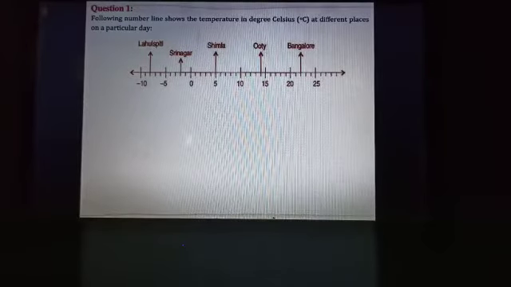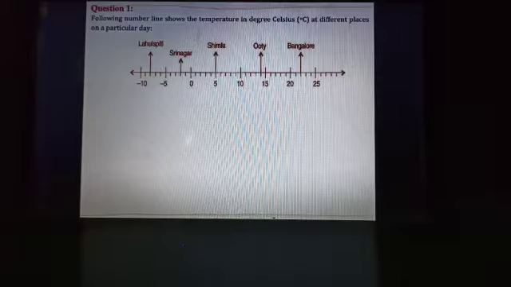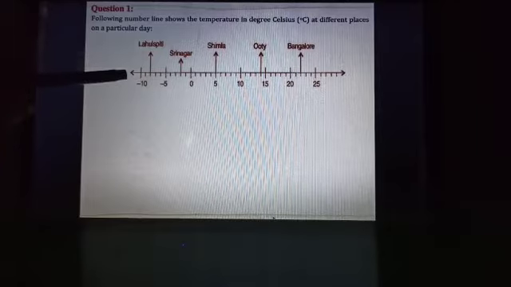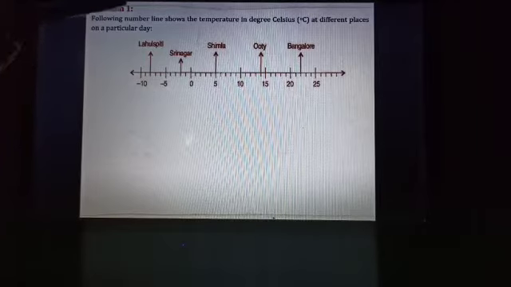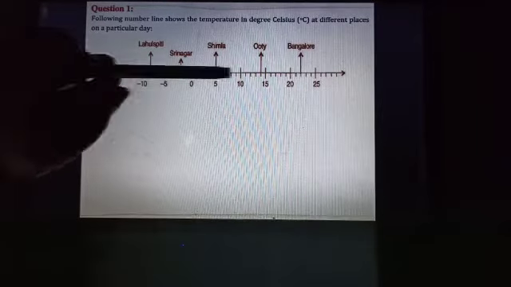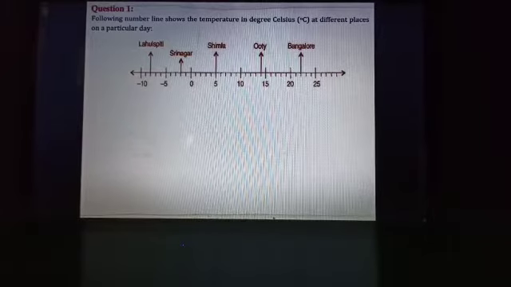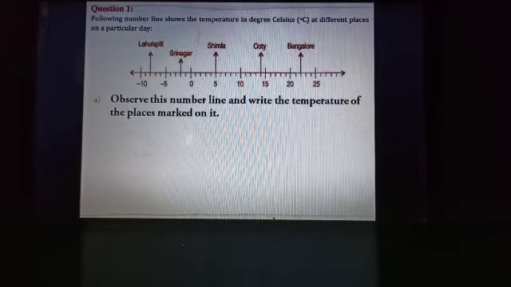Our question number 1 is, the following number line shows the temperature in degree Celsius at different places on a particular day. So you have been given this number line with different places, and these numbers are the temperature in degree Celsius. So our first part is, observe this number line and write the temperature of the places marked on it.